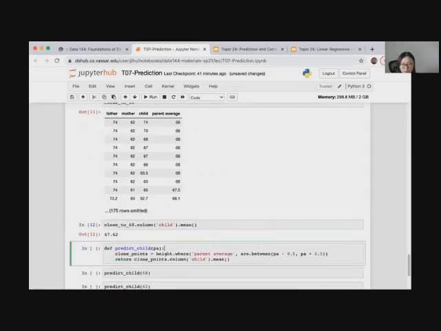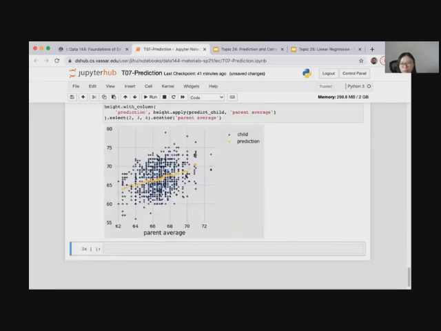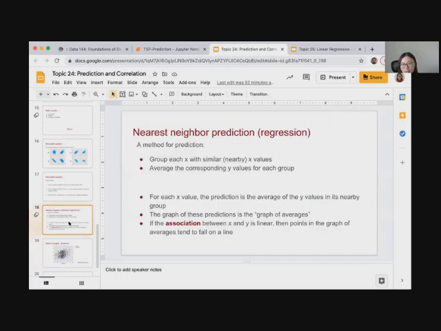All right, then we do that as a function. And now we are able to reproduce the plot using the function that we learned before. This is exactly the plot that we have seen in this slide. So again, this is one way of prediction. We call it nearest neighbor prediction. Try to get a sense of why we want to do it in the first place and how it is related to some degree to the correlation that we have talked about. Again, if the relationship or association between x and y is linear, then the points in the graph of the averages that you're able to use for the prediction tend to fall on the line.